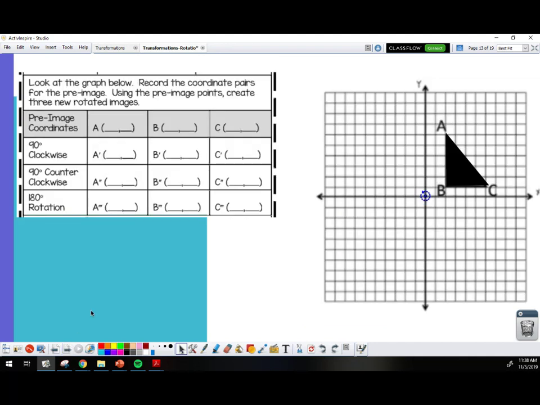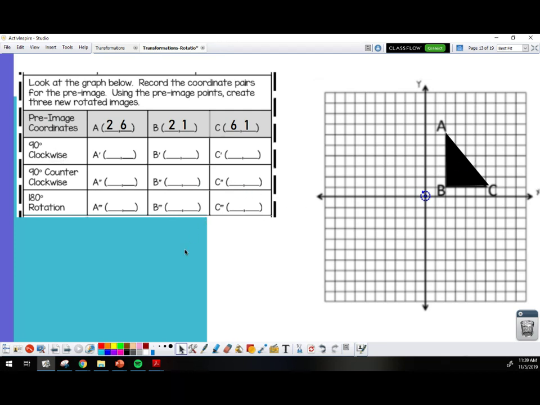Now let's go down to the image on your notes. We are going to rotate this image through all of these good rotations over here. First we need our pre-image coordinates. So the coordinates for A, go ahead and write those down, what that point is at. You should get 2, 6. The coordinates of B, write those down. And C is 6, 1.